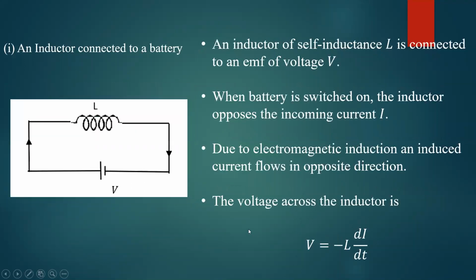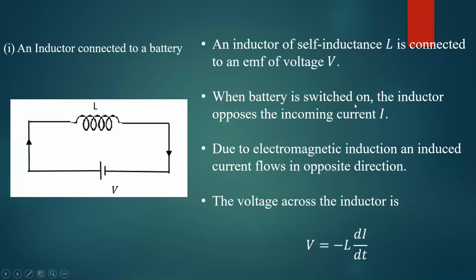Okay, next, what is the voltage when an inductor is connected to a battery? What will be the voltage across the inductor? An inductor is connected. This is the circuit symbol of the inductor. Inductor is a coil. Okay, and let us take an inductor of self-inductance L. So self-inductance I have already studied at plus two level. I am not going to discuss it again. It is having the self-inductance L and is connected to an EMF of voltage V. Then what will be the voltage across the inductor?